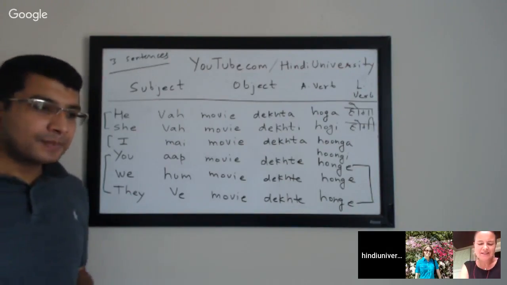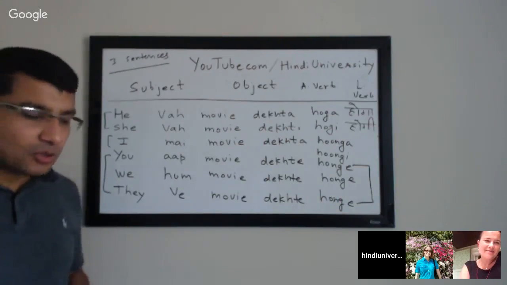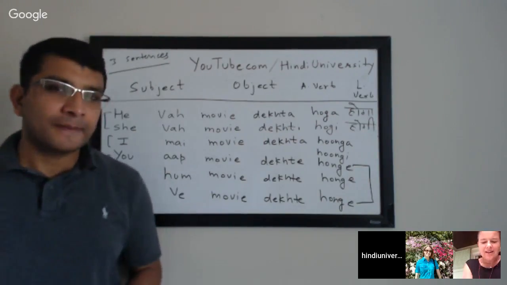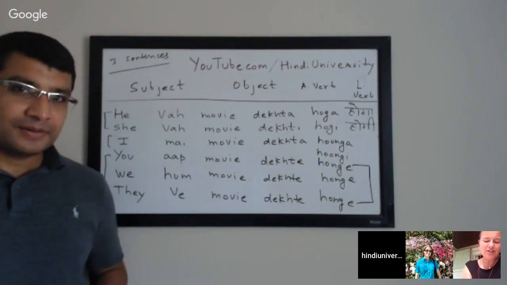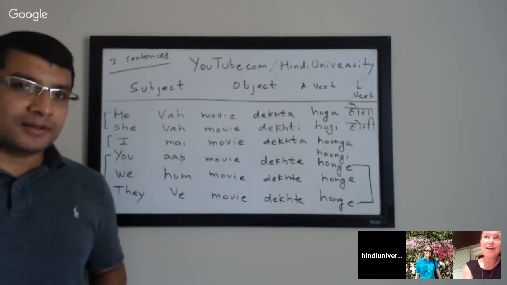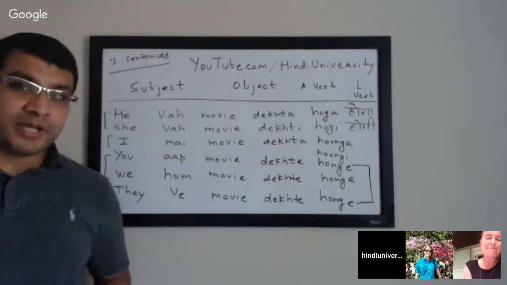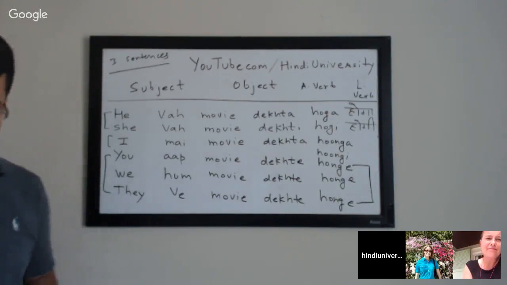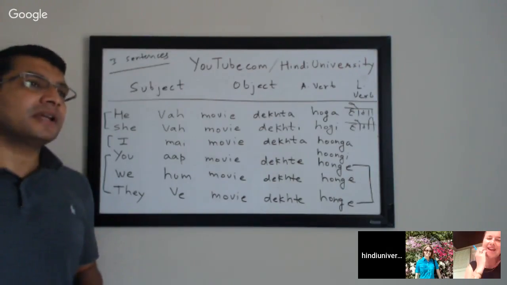Is rat party mein hum nachte honge? Wapis bolo. Is rat hum party mein nachte honge? Tonight we might dance at the party. Okay, we may be dancing at the party. Is that what you're trying to say? Yeah. We may be dancing at the party.